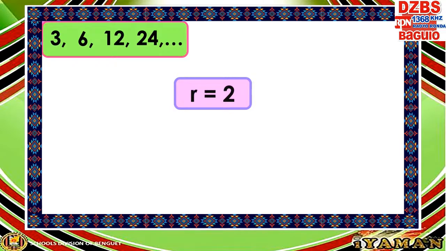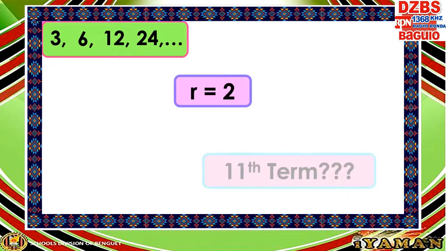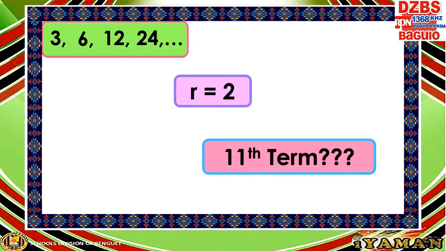Now, what if somebody would ask, what's the 11th term? Well, one way to do this is to keep multiplying by 2 until we find out what the 11th term is. But let's find a general way to do it. Let's illustrate this sequence using a table.